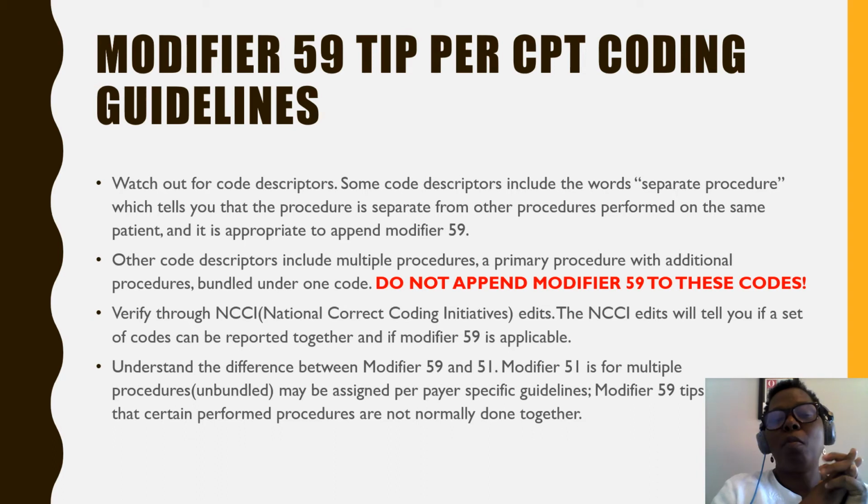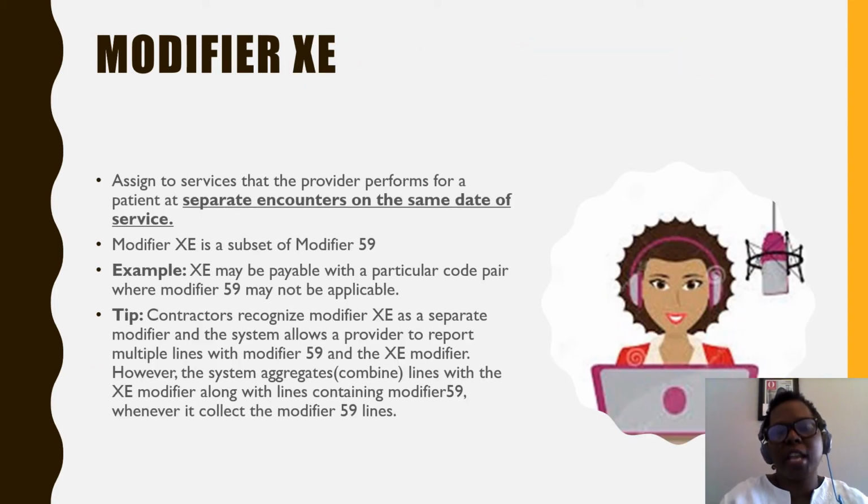Modifier 51 is for multiple procedures, unbundled procedures, and they may be assigned per the specific guidelines. Whereas modifier 59 tips the payer off to let them know that certain procedures that were performed are not normally done together. So again, you want to make sure you are clear in your understanding of modifier 51 as well as modifier 59. And we'll discuss in more detail how modifier 59, or we'll say the X modifiers, should be applied. So now we're entering into our X modifiers.